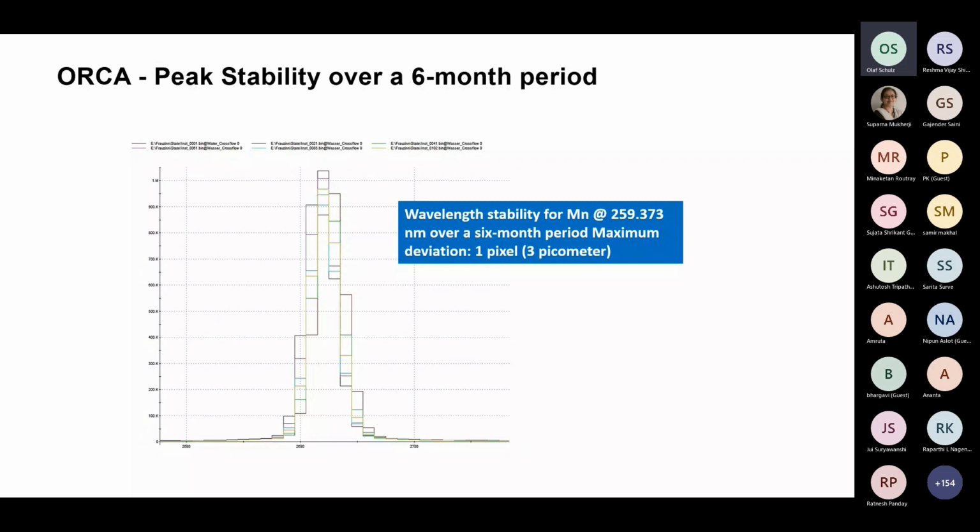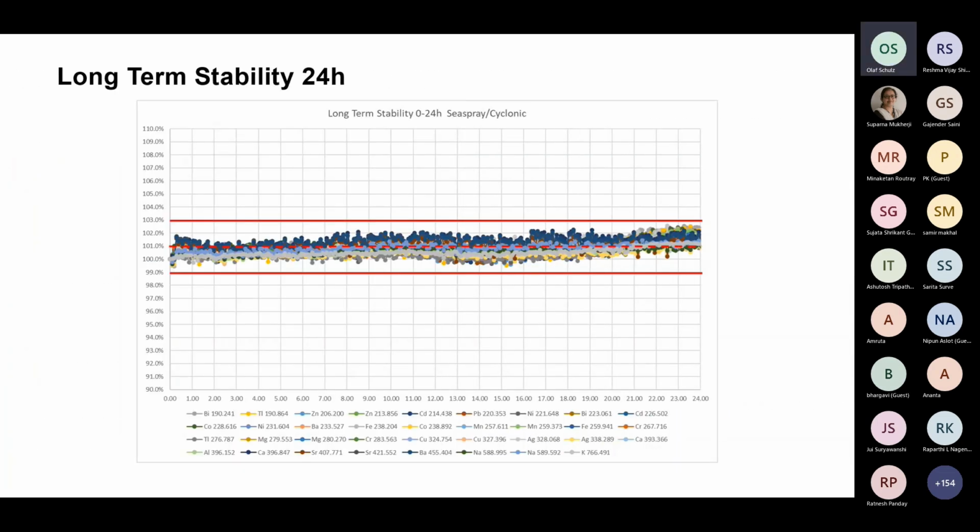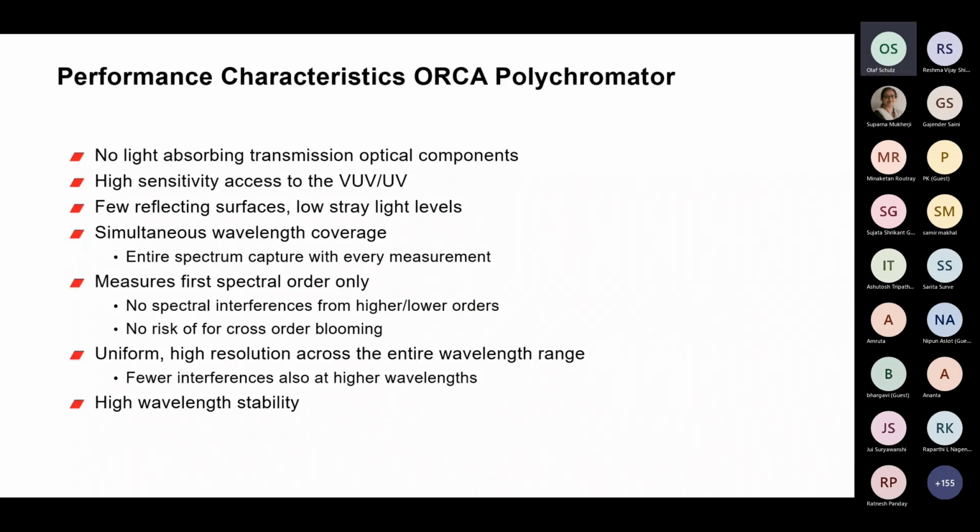Peak overlays for manganese at 259 nanometers over a period of 6 months show absolutely no drift. And here also, over a 24-hour period, all elements remain in the same bandwidth. This is really not surprising since the optical system is fully environmentally controlled and possesses a stable pressure atmosphere. And so peak drifts are literally impossible. Now, except for size, ORCA polychromators have few disadvantages.